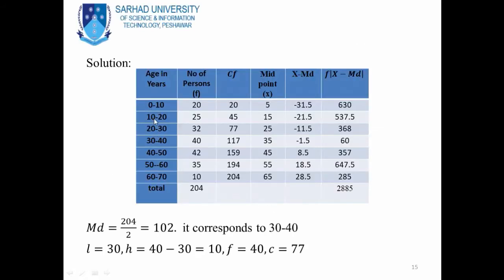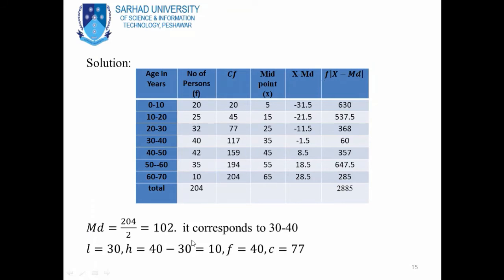First of all, construct the table. In the first column, write the classes, and in the second column, write the frequencies. Now construct the cumulative frequency column because we need the median. For the median, we need the cumulative frequencies. Now the midpoint of each class: add the two boundaries and divide by 2. For example, add these two boundaries, 50, divided by 2, 25.